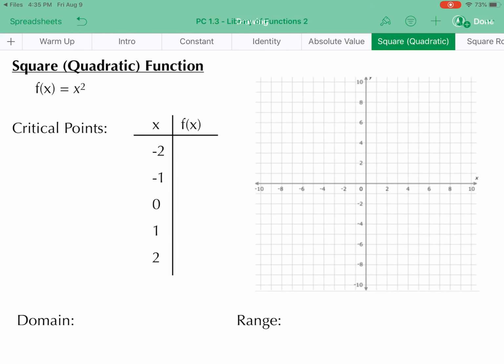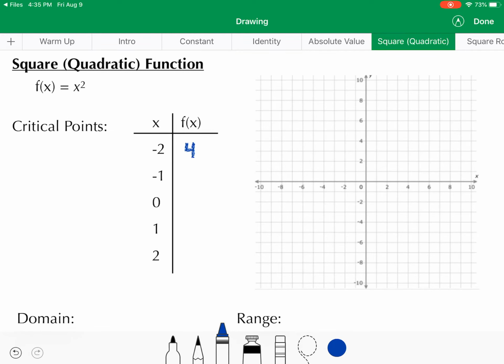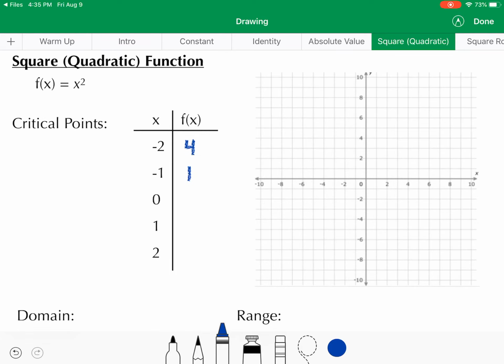Next we have the square or quadratic function, f of x equals x squared. Same x values for my critical points. If you were to square -2, that would result in +4. Squaring -1 would give you 1. Squaring 0 is 0. Squaring 1 is 1. Squaring 2 is 4. All right, now on some level this behaves similar to the absolute value function, but each half of the curve is not linear this time. Okay, instead we're going to get what we know to be a parabola, right?